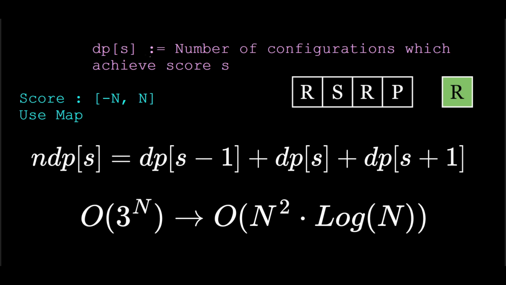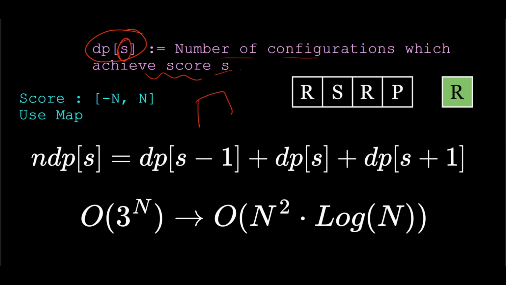So the DP definition is DP of S represents the number of configurations which achieve score equal to S, and you will realize this S is nothing but the equivalence classes, and the DP value is nothing but the number of ellipses that land inside that triangle. And how do you perform the transition?